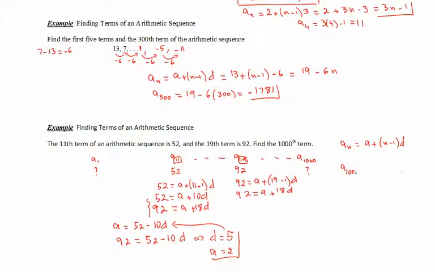If I want A of 1000, we first needed to find the first term, which we have now. So A of 1000 is 2 plus 1000 minus 1 times 5. So it will be 2 plus 999 times 5, and that gives us 4997, which is the 1000th term. So again, if you don't know the first term, you can find it as long as you know two terms. In our case, we know A11 is 52 and A19 is 92, and you use the general form, solve the system, get the common difference and the first term, and plug them back into the equation to find any term you want.